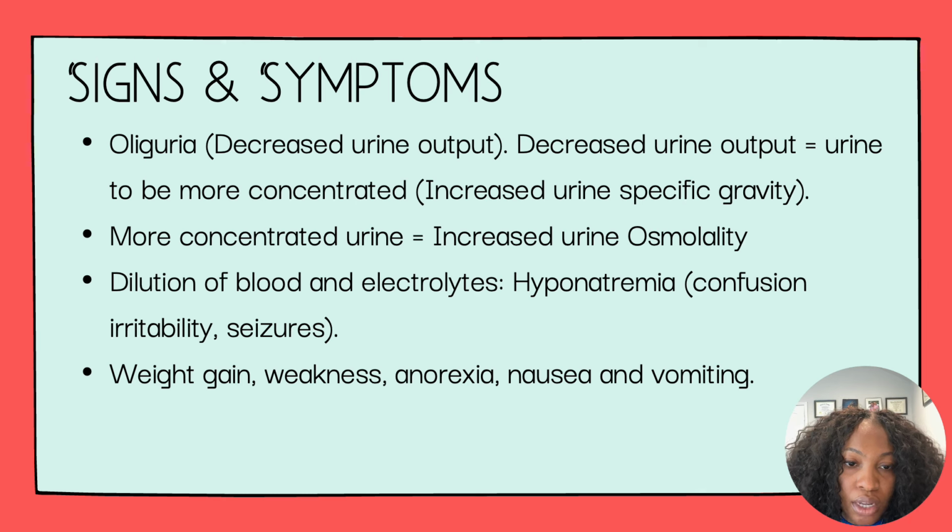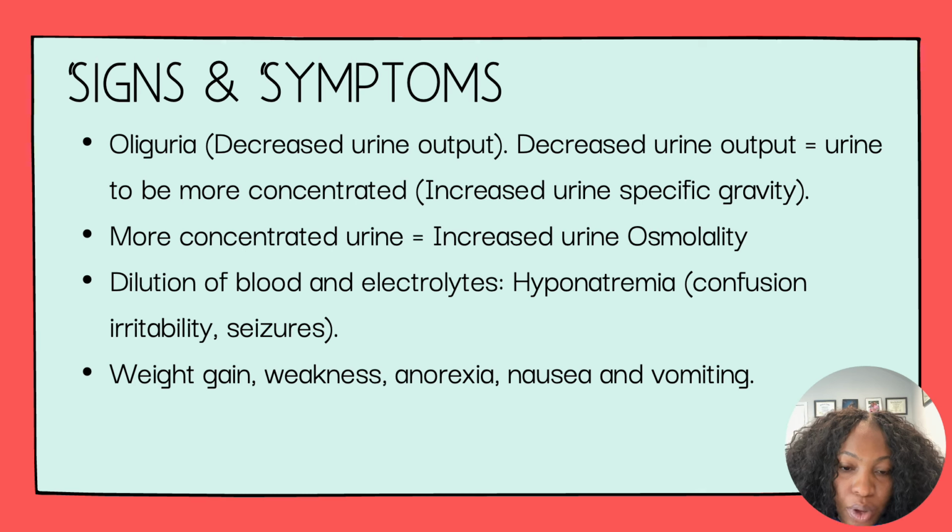Big signs and symptoms to remember for your exam. As you know, antidiuresis already works against diuresis, so when there's too much of it, it's going to cause the body to retain too much fluid, and so you will see oliguria, which means decreased urine output. And with decreased urine output, the urine is going to be more concentrated, so we're going to see increased urine specific gravity. Now, when the urine is more concentrated, we also see increased urine osmolality.